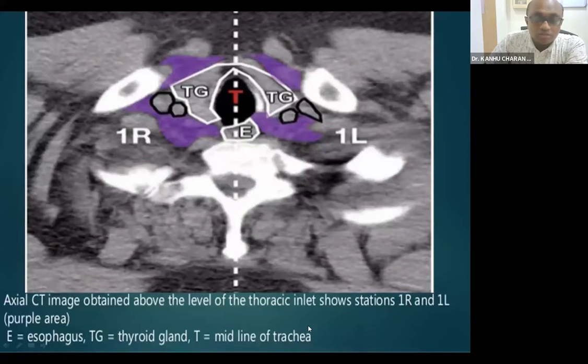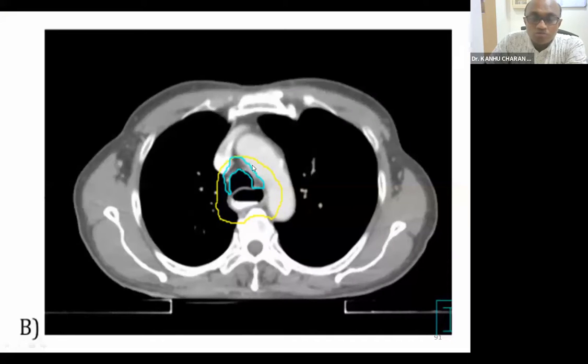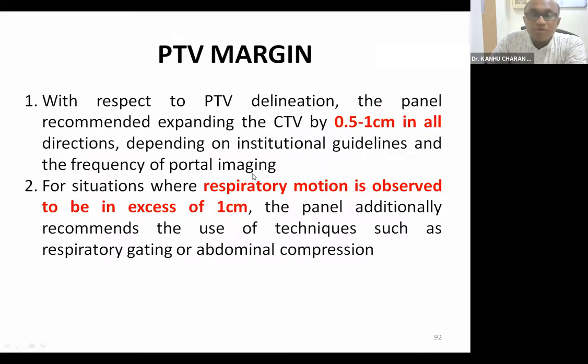So these are the various paratracheal nodes. This is how you have to include them above the carina. You have to include the paraesophageal group. The whole trachea should be in your field. The PTV margin should be 0.5 to 1 centimeter in all directions.